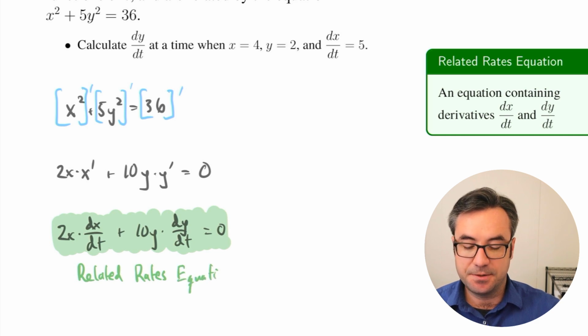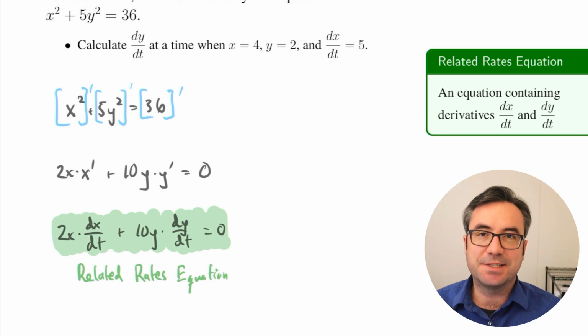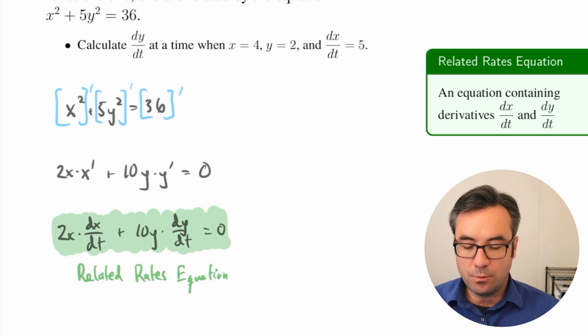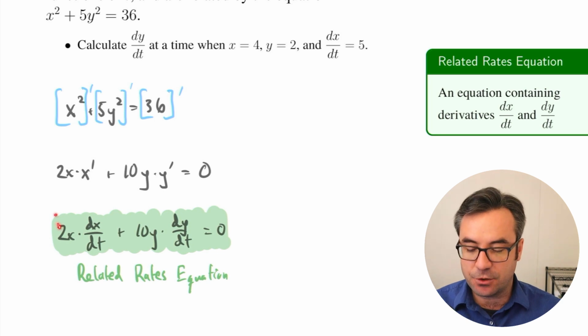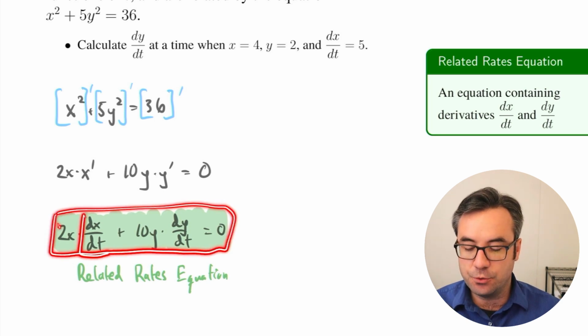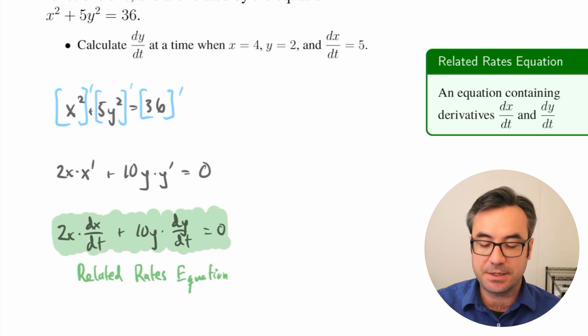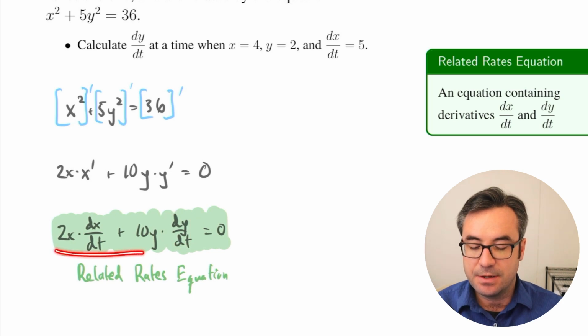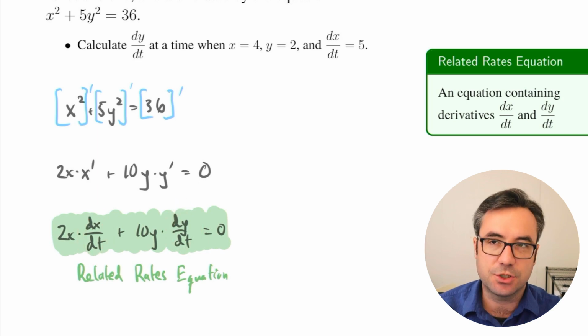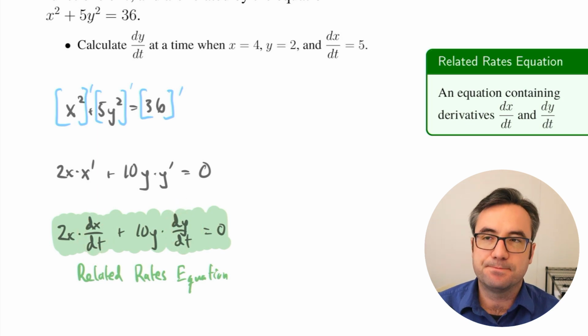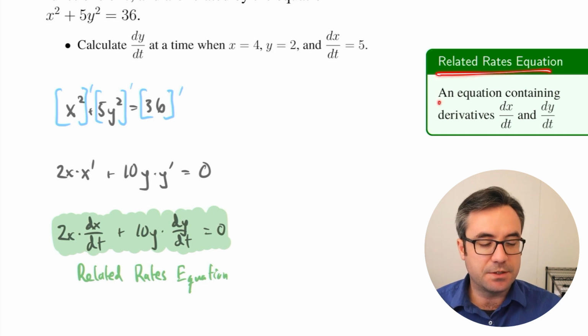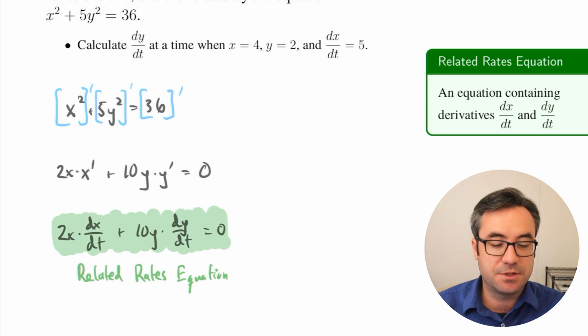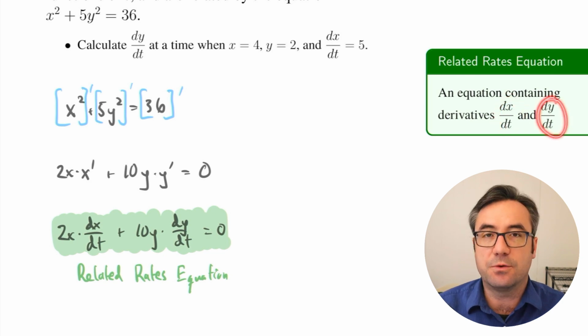And we can see where the name of this topic comes from. Essentially, we have this equation and there are 2 derivatives in it. There's this x derivative with respect to time and there's this y derivative with respect to time. Derivatives measure the rate of change, and so this equation gives us a relationship between these 2 rates of change. So a related rates equation is an equation containing both derivatives, the x derivative with respect to time and the y derivative with respect to time.